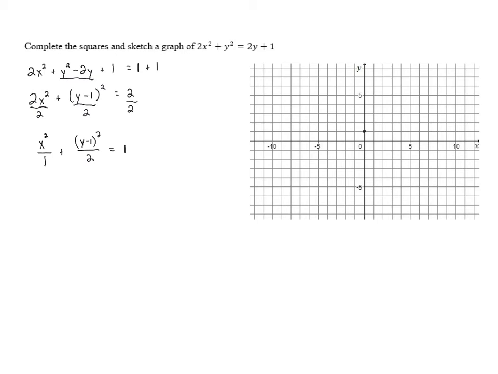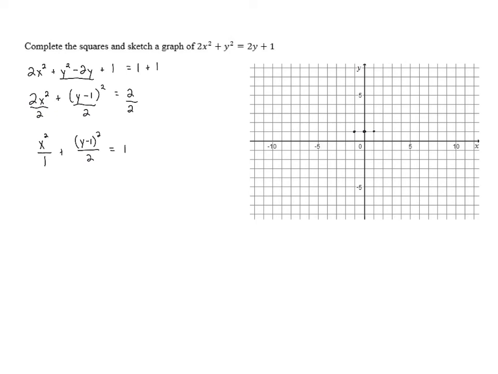If we look at the denominator in the x squared term, that's 1, and so that is our b squared. And because b squared is 1, that tells us that b is also 1. So our ellipse will have points to the right and to the left of our center 1 unit.